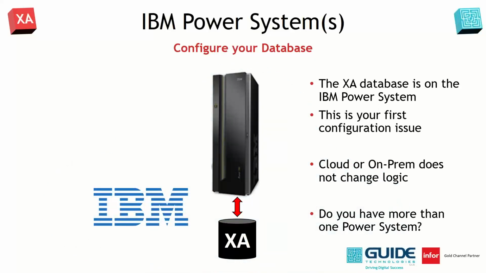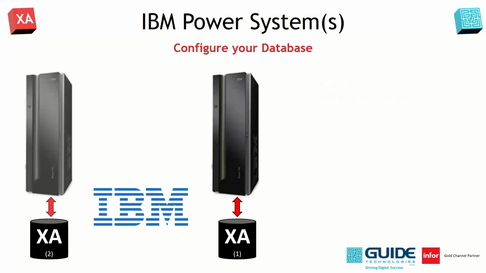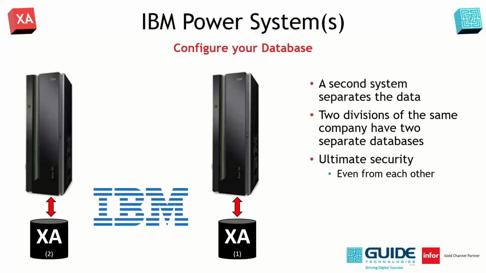So the question is, if you're a multi-plant facility, do you have more than one iSeries? Do you have more than one source of your XA systems? In that case, you can load your software twice. If you have two different divisions running two different Power systems, it's the ultimate in security. You can't even share data back and forth to each other. Now, there are tools within XA that allow us to share that data, but it is the ultimate in secure because you have your own system, your own plant, you control your own computer.